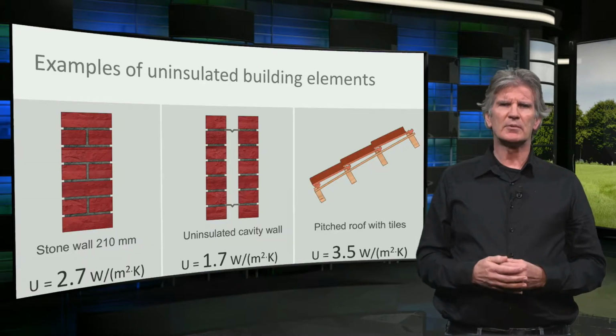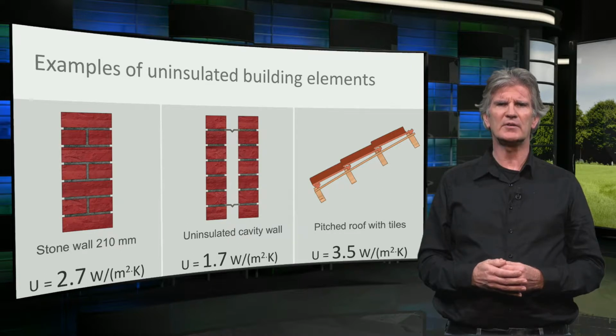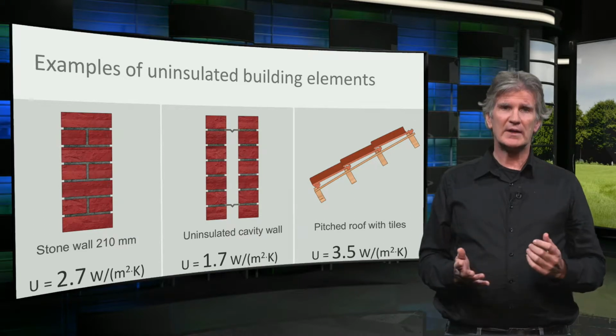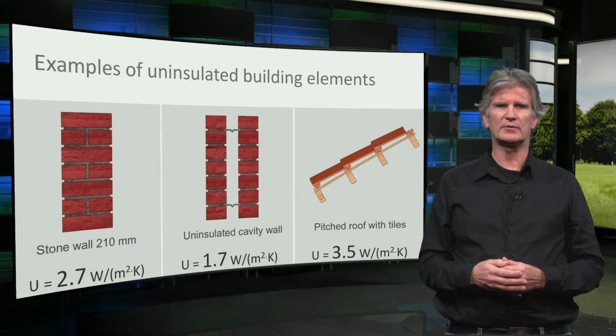Let's have a look at some examples of U values for uninsulated building elements. An uninsulated masonry wall has a U value of 2.7. A wall with an uninsulated air cavity, 1.7, and a plywood roof, 3.5. How can we reduce the U value of these uninsulated building elements? For that, we have to look somewhat deeper into the U value of multi-layered building elements.